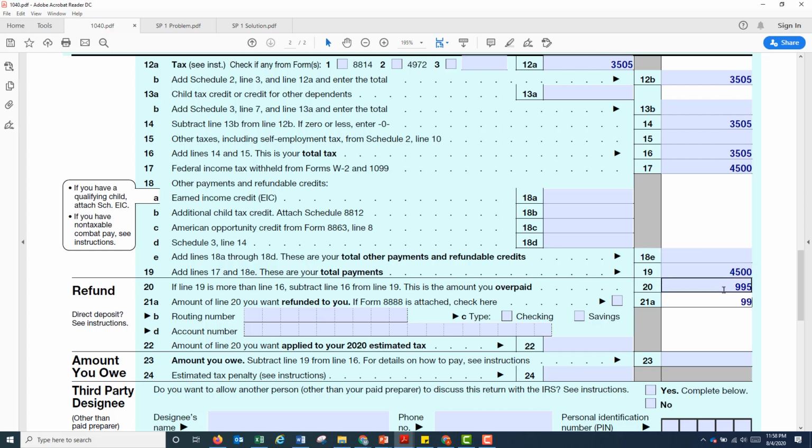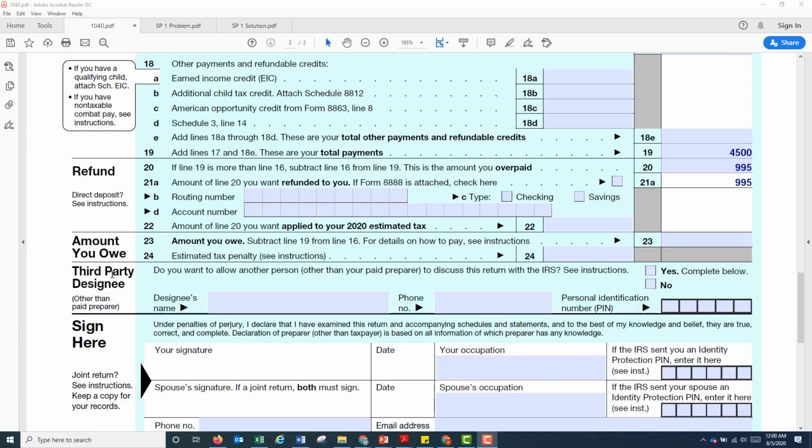Assuming it's all that, fill out the routing number and account number. Line 23 would be the amount of tax owed, but in this problem, the taxpayer does not owe any amount. Be sure to sign and date and other information, fill it out completely and accurately. Always go back and check your work.